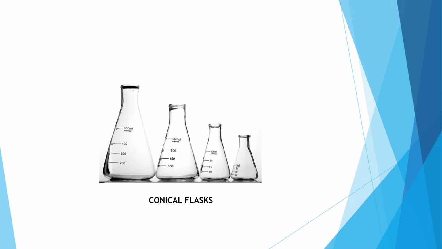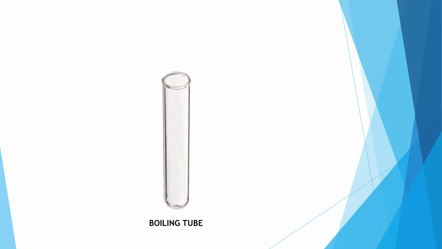The next is the conical flask. Conical flask has a similar function as the beaker. The only difference is that its neck is very thin. You can say that there's a very thin neck on the conical flask. Then next is the boiling tube. Boiling tube is similar to the test tubes, but it is wider. It is wider than the test tube.